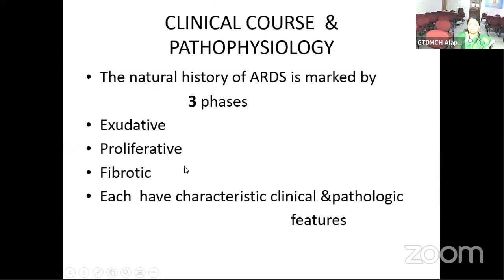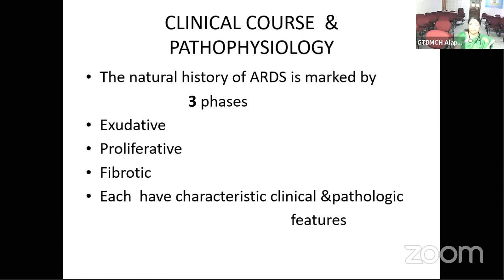So what happens in ARDS? The natural history of ARDS is marked by 3 phases. One is the exudative phase, next comes the proliferative phase, then the fibrotic phase. Each phase has characteristic clinical and pathologic features.